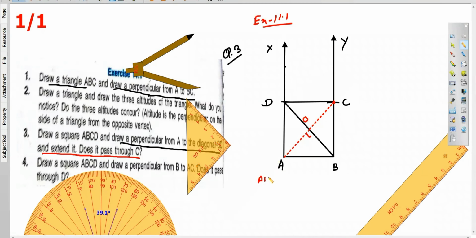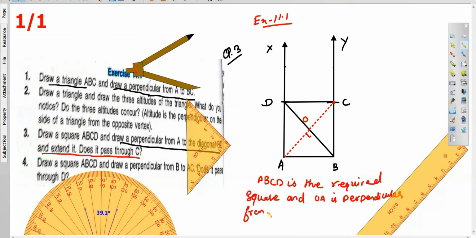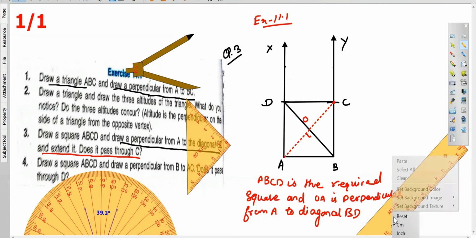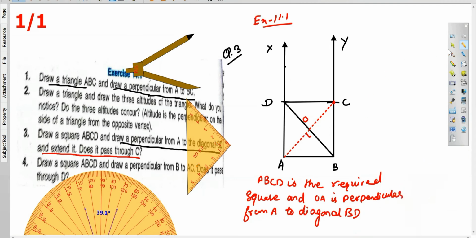So first we will write down: ABCD is the required square, and OA is perpendicular from A to diagonal BD, which on extending passes through C. So this is how we are going to do question number 3.